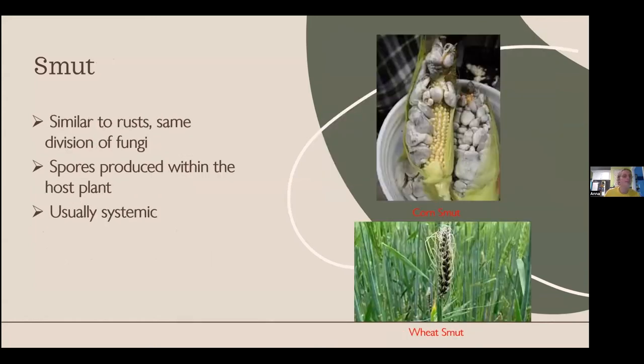Smut is a really great symptom or sign, very similar to a rust, same division of fungus, where spores are produced within the host plant. It's usually systemic, so the whole corn or the whole wheat is infected. Corn smut is actually a delicacy. You can eat that. It's kind of an interesting texture and flavor, but it is a plant disease. Same thing with wheat smut down there below.